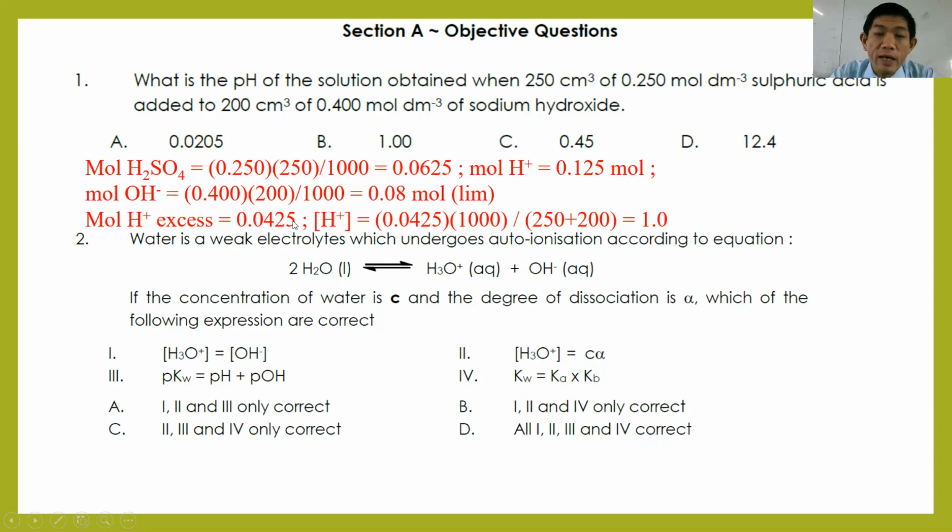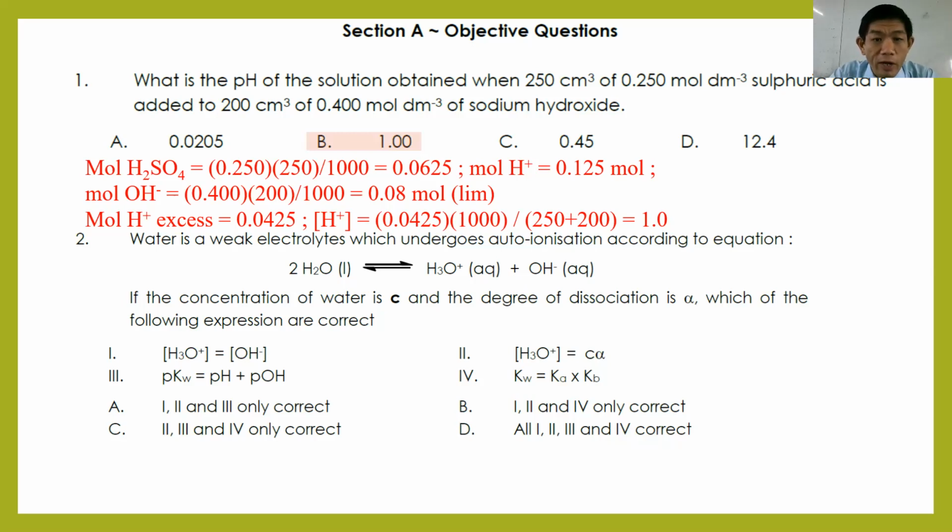Then you have to recalculate to become the concentration. So concentration is 0.0425 times 1000 over 250 plus 200, you get 0.1. So negative log 0.1, you get 1. So the answer for number 1 is B.